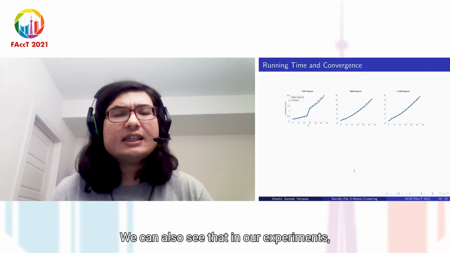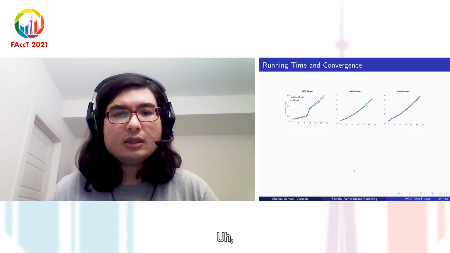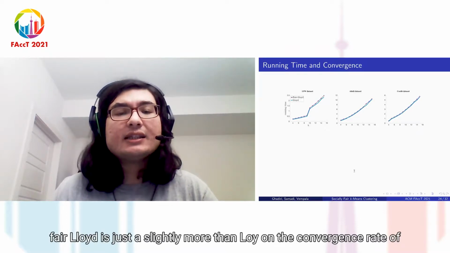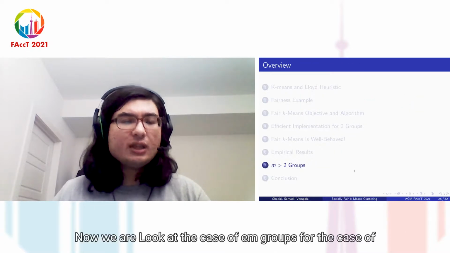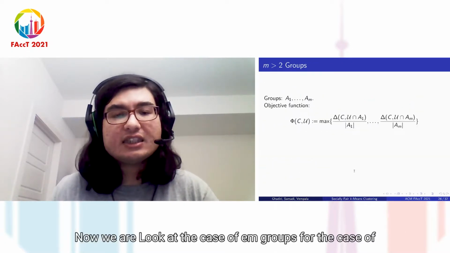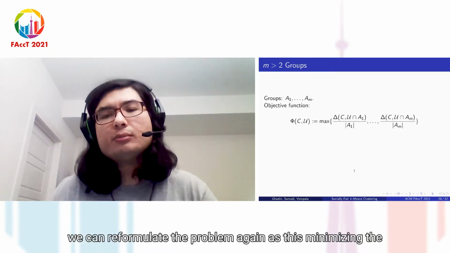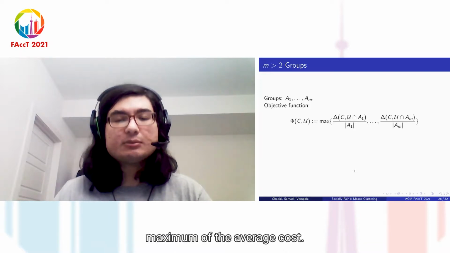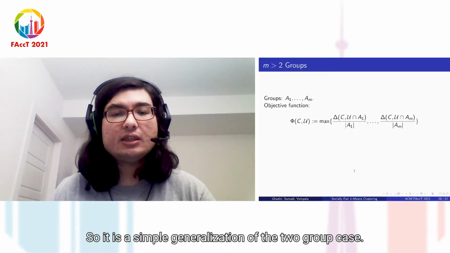We can also see that in our experiments, the running time of fair Lloyd is just slightly more than Lloyd, and the convergence rate of them is basically the same. Now we look at the case of m groups. For the case of m groups, we can reformulate the problem again as minimizing the maximum of the average cost. So it is a simple generalization of the two group case.